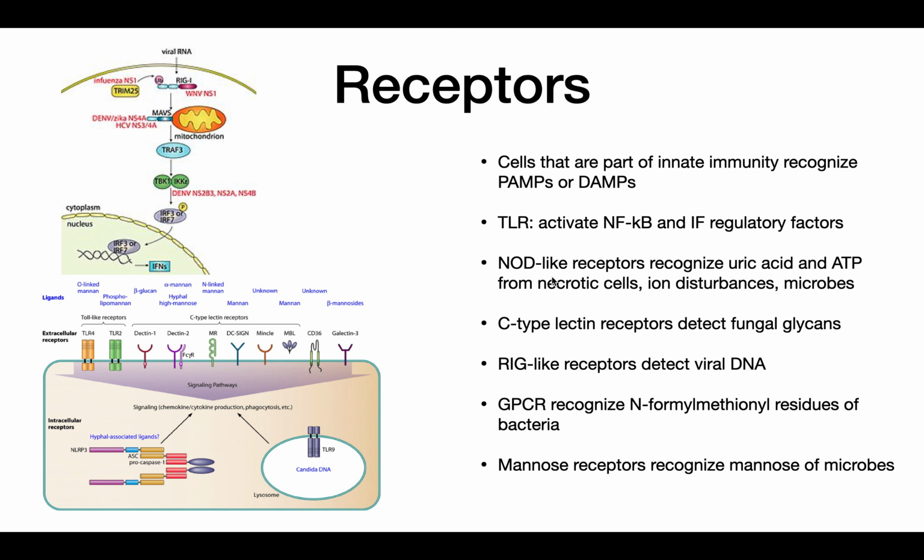translation. Sorry. So the NOD-like receptors are going to recognize uric acid and ATP from the necrotic cells, along with ion disturbances and the microbes. There are C-type lectin receptors. These are specific to recognizing fungi, and the Rig-like receptors that detect viral DNA, as you can see here.